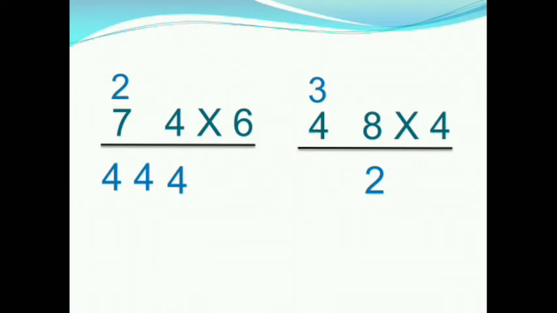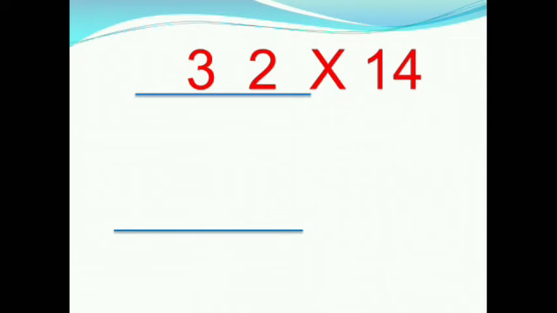16 plus 3 is equal to 19. Write 19 in tens place. Therefore, the product of 48 into 4 is equal to 192. Children, see the next question.